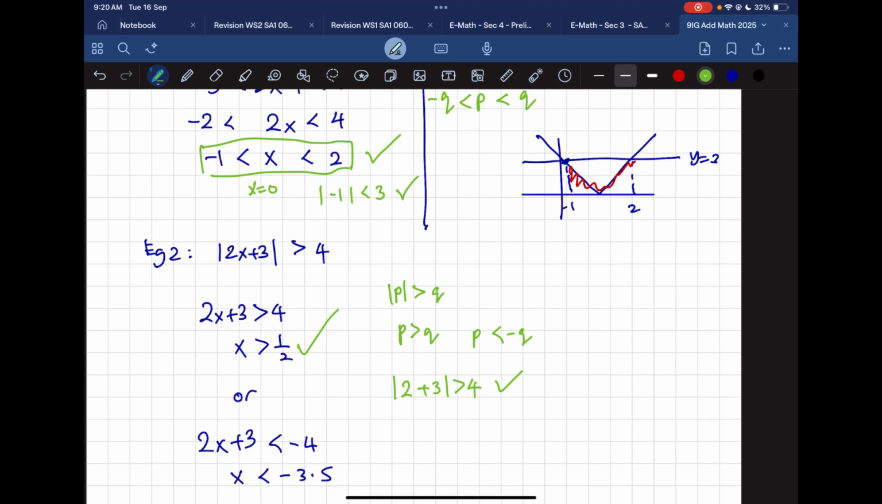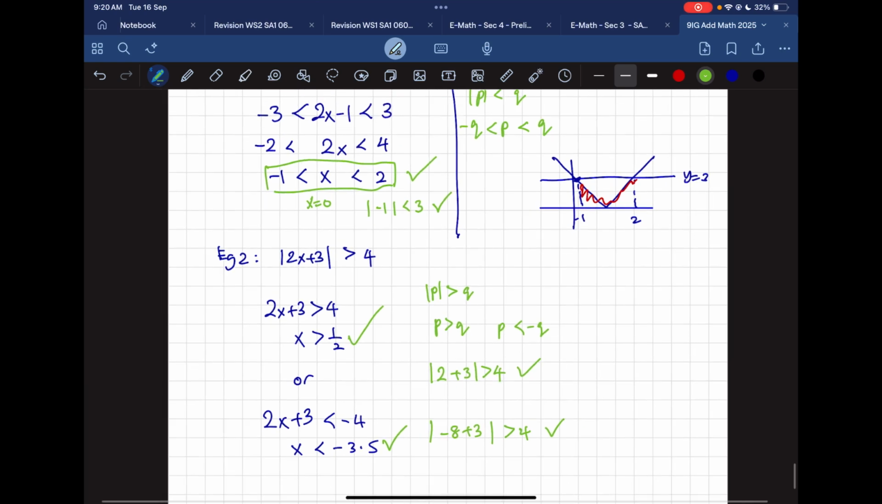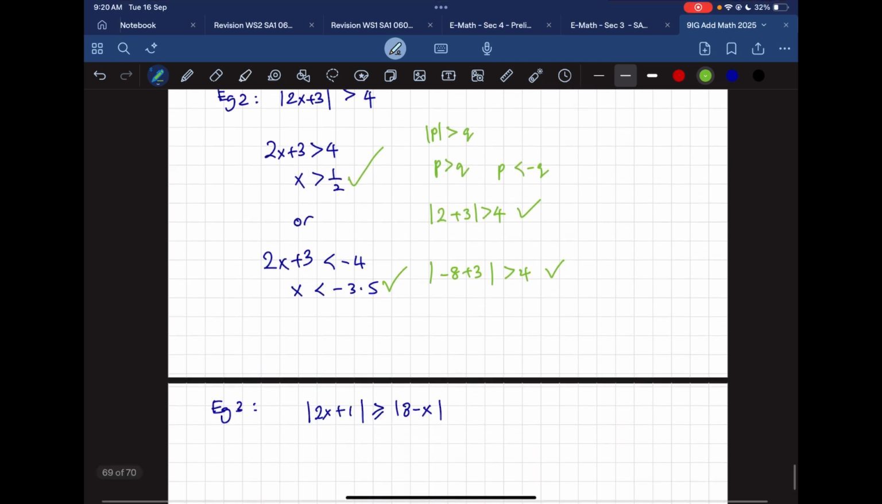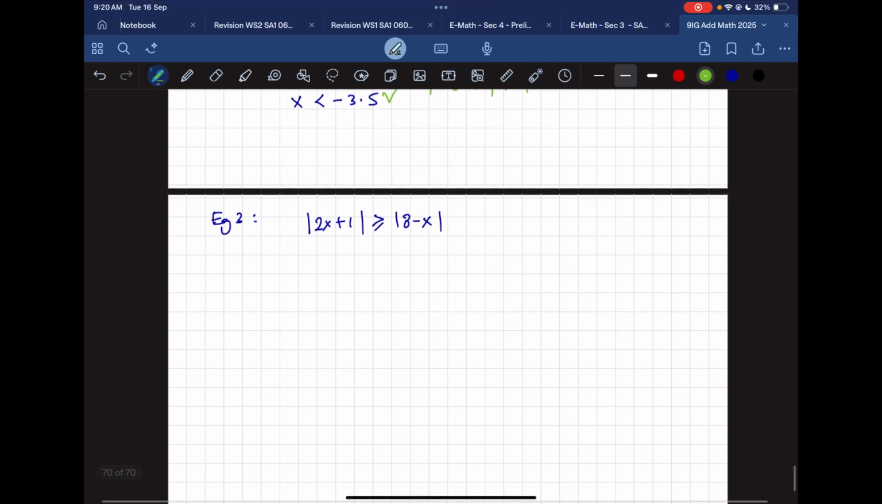Let's say -4. So mod of -8 plus 3, is it more than 4? Yes, it is more than 4. This is also true. Okay, so both are true. All right, so this is how we apply the rules in this situation. Now let's look at the third example.